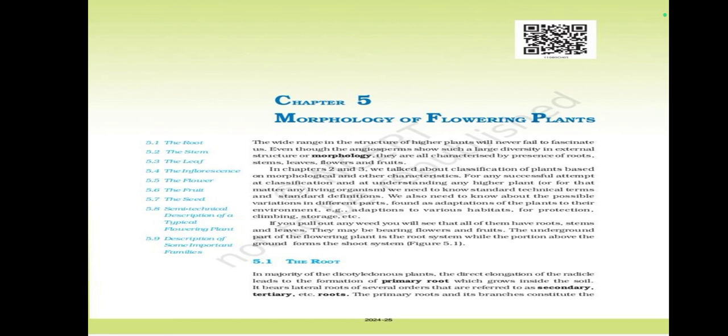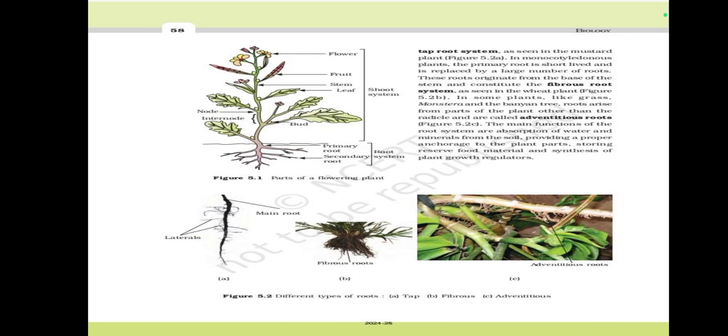The root. In the majority of the dicotyledonous plants, the direct elongation of the radicle leads to the formation of the primary root, which grows inside the soil. It bears lateral roots of several orders that are referred to as secondary, tertiary, etc. roots. The primary root and its branches constitute the taproot system, as seen in the mustard plant, which is located in figure 5.2a.